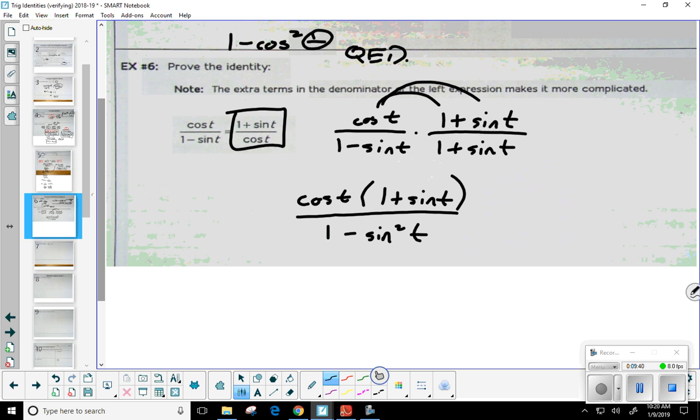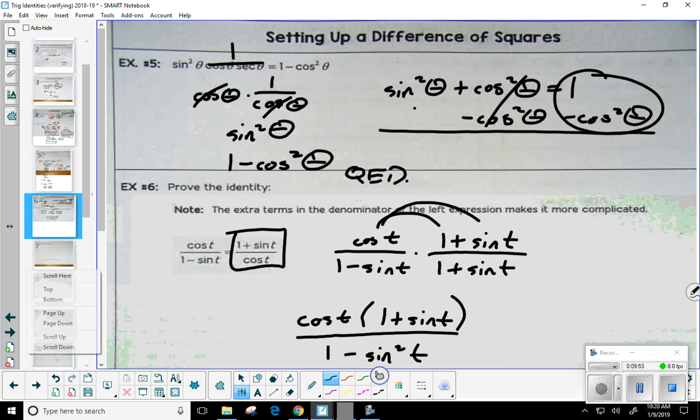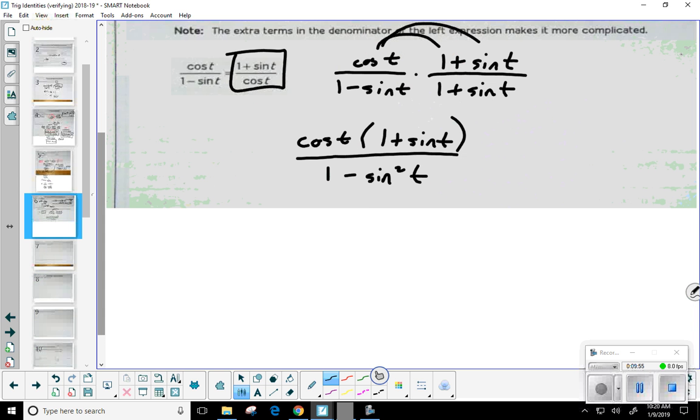There we go. Okay, because what identity did you use, Xavier? Pythagorean identity. He says 1 minus sine squared is cosine squared. Just imagine this identity subtracting the sine squared instead of, as we did previously, the cosine squared. All right, so this is cosine of t times 1 plus sine of t all over, so 1 minus sine squared is cosine squared.